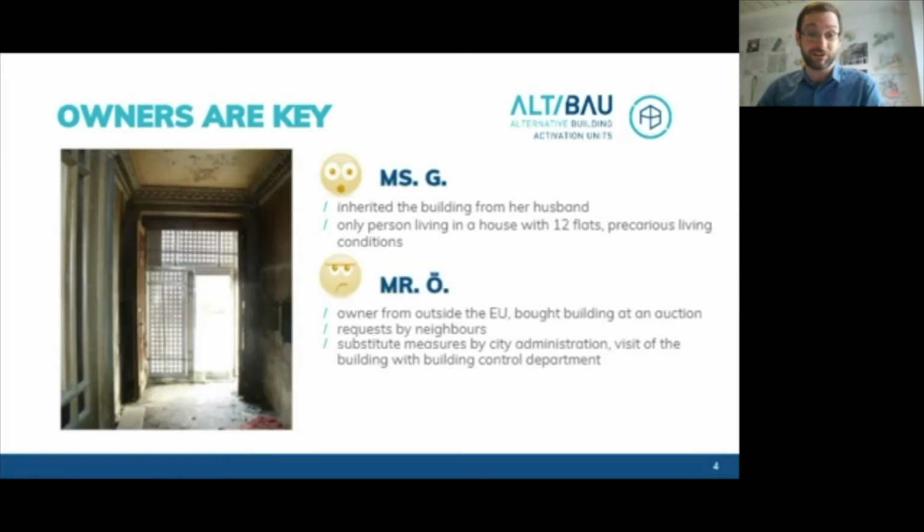Another owner that we've been in contact with is Mr. Ö. He's an owner from outside the European Union who bought the building at an auction and has probably never been to Chemnitz. It was very, very difficult to find out who he is and where he is. There have been requests by neighbors who had problems with the decaying building, and even the city administration had to step in and perform substitute measures, visiting the building with the building control department, and the restoration and rehabilitation department also came in.